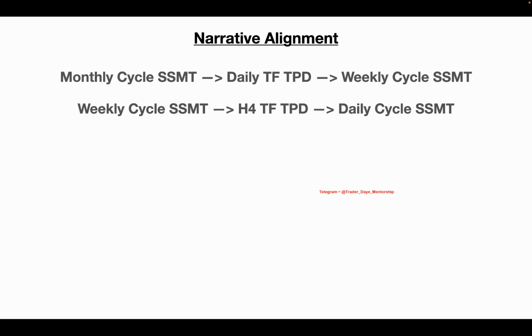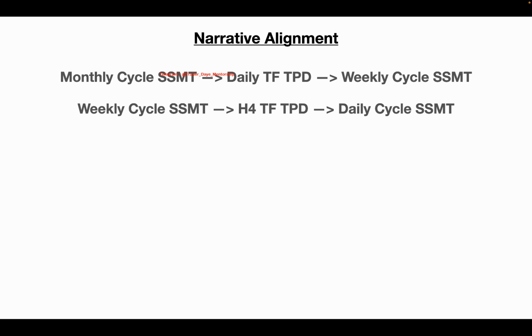Narrative alignment. All right, so I got a couple questions asking about narrative alignment and how to know if you're in the right direction, because as we know, TPDs can be used for continuations as well as reversals. So it is very important to be in the same direction as the higher time frame institutional order flow, and we can gauge that by using a higher time frame SMT combined with the TPD. So as you know already, if you have a daily time frame TPD, then you want to see a weekly cycle SMT. And if you have a 4-hour TPD, then you want to see a daily cycle SMT.